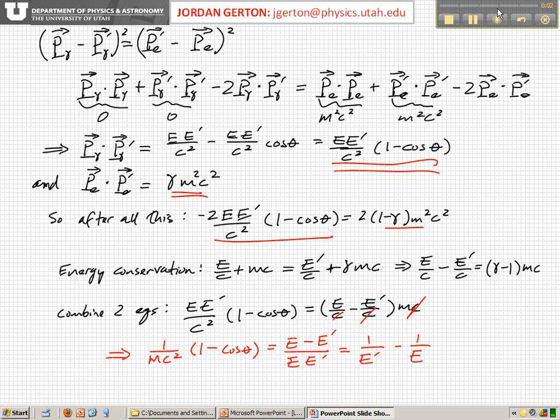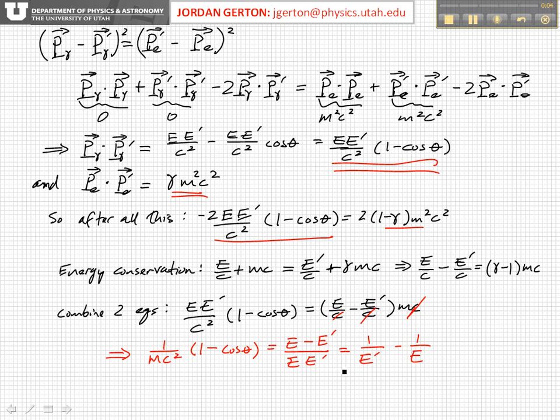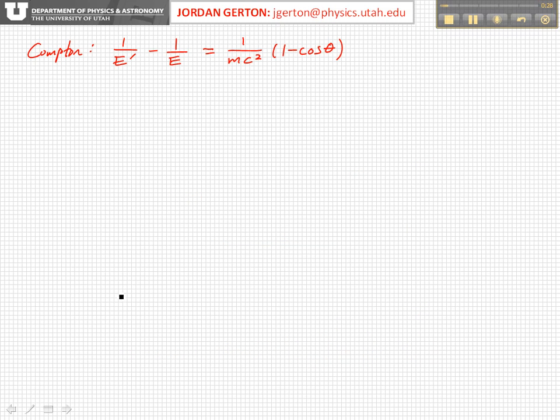Okay, so here's again this expression that we just derived. It relates the final energy of the photon after the collision to the initial energy of the photon before the collision, to the scattering angle of the photon, and the mass of the particle that it scatters off of. When Compton did this, he did this off of an electron.